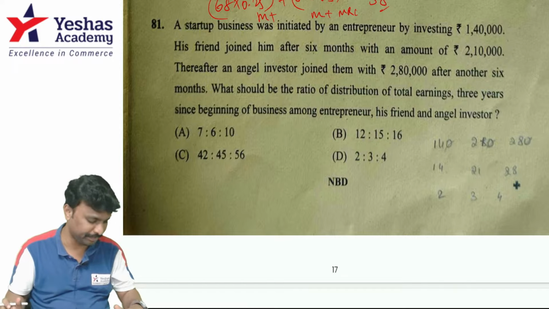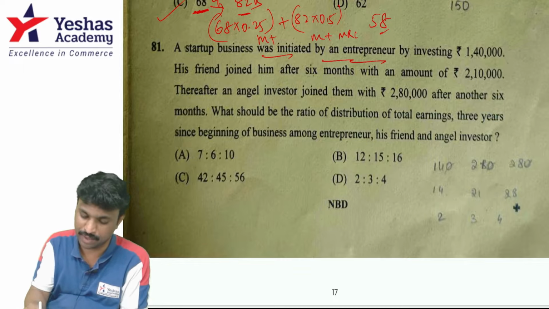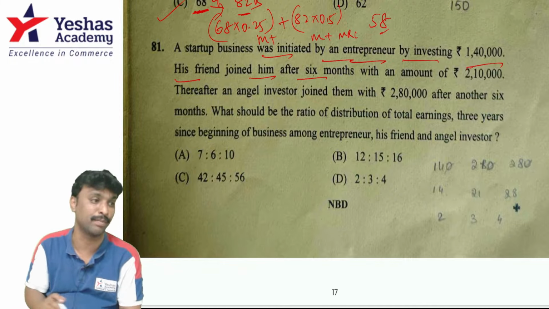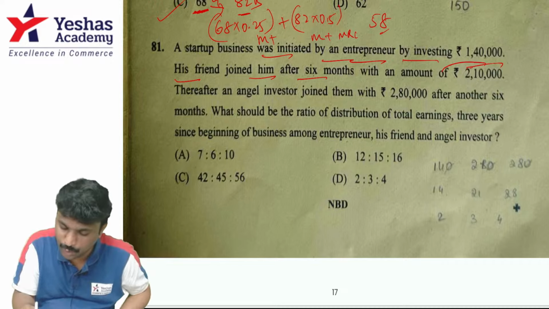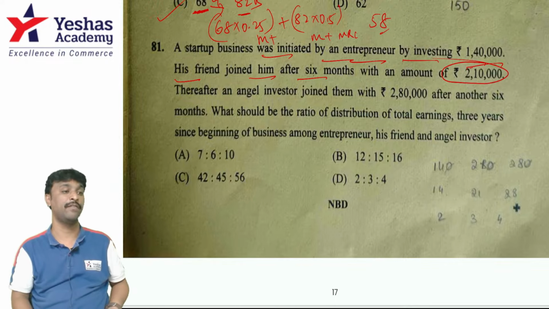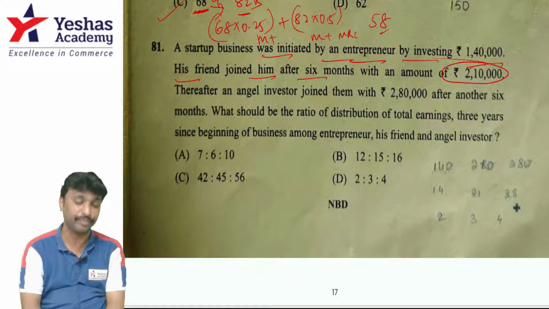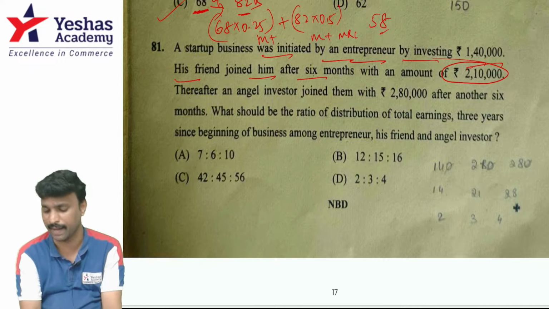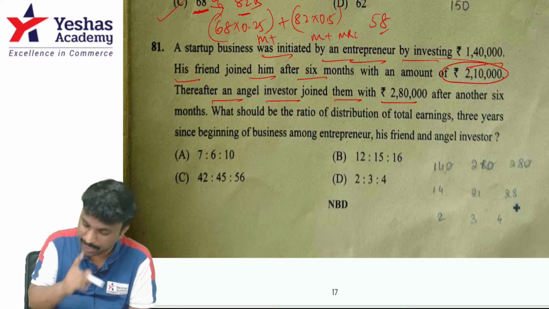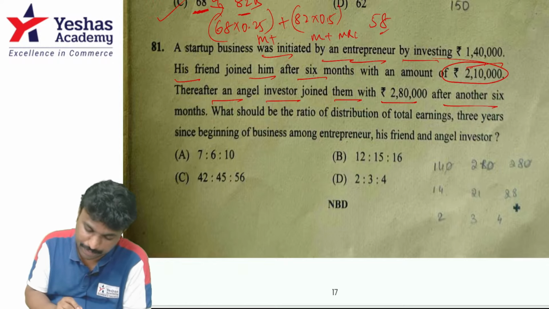Guys, the next question. A startup business was initiated by an entrepreneur by investing 1,40,000. His friend joined him after 6 months. He invested 2,10,000, but they have not invested for the same duration of time, because the first person invested 6 months more than the second person. Thereafter, an angel investor joined them with 2,80,000 after 6 months.